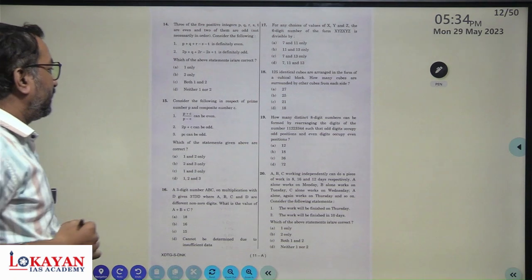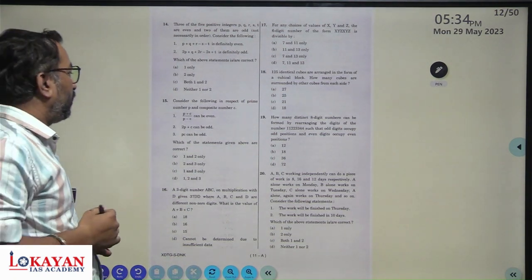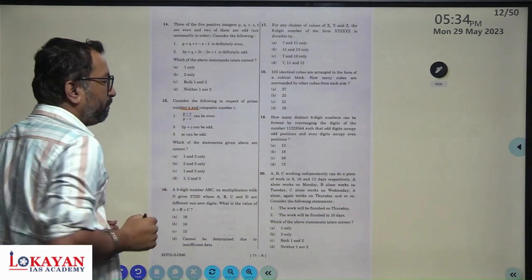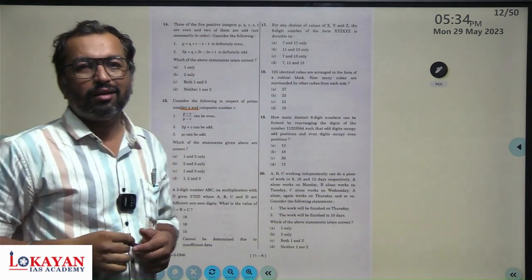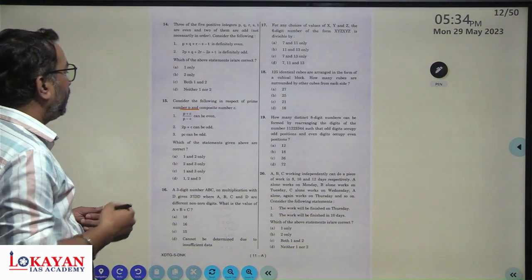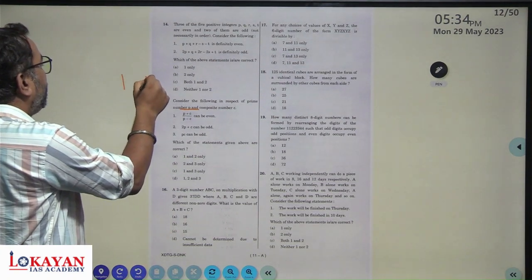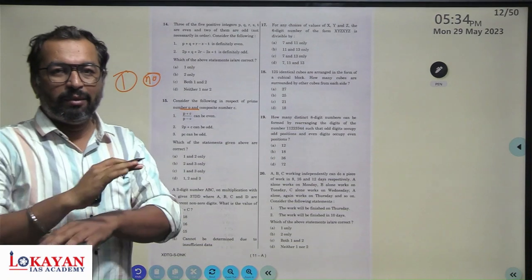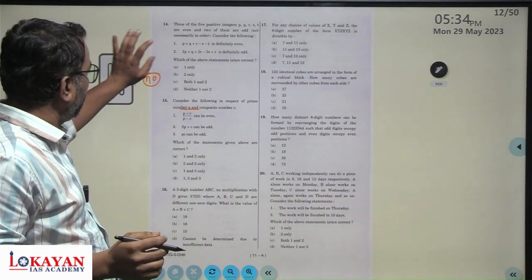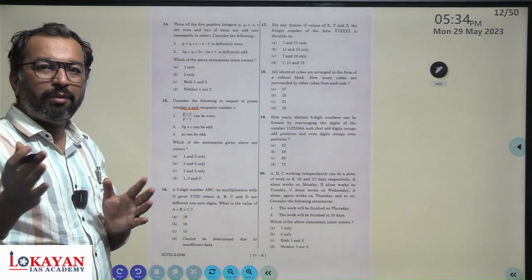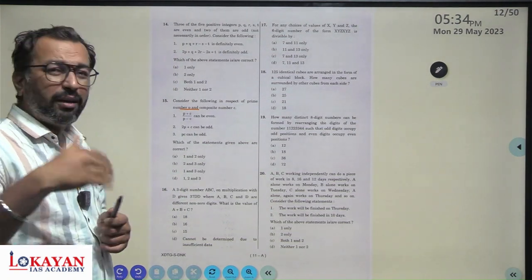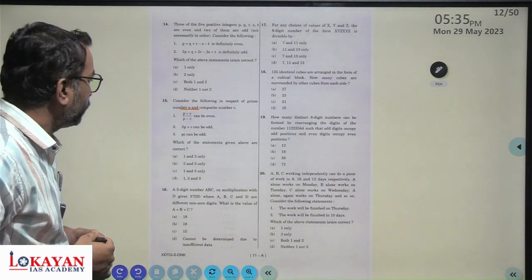Question number 15. Consider the following in respect of prime number P and composite number C. P is a prime number. A prime number means one which has factors only 1 and that number itself. That number is not divisible by any other number. The opposite of a prime number is a composite number. That means there can be several factors of a composite number.